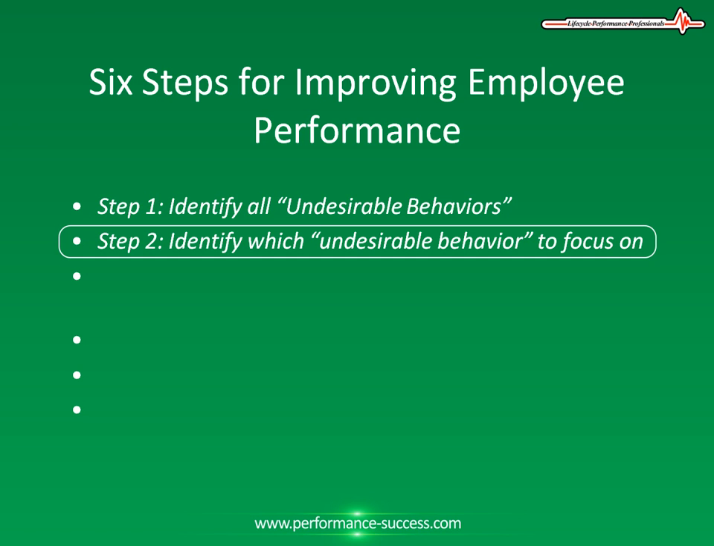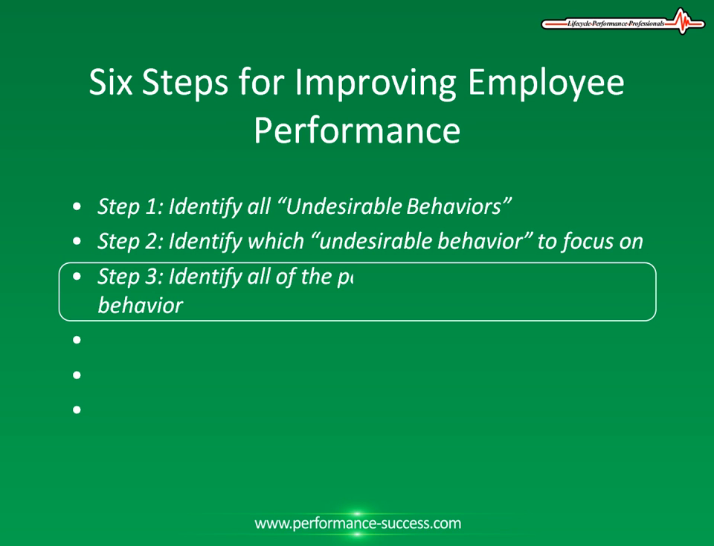Now, this step, you want to create a table, and you're going to pick the first behavior or performance that you would like to eliminate. So really, you're actually just prioritizing them in this step. Now, step 3, you want to identify all of the people who demonstrate this behavior.